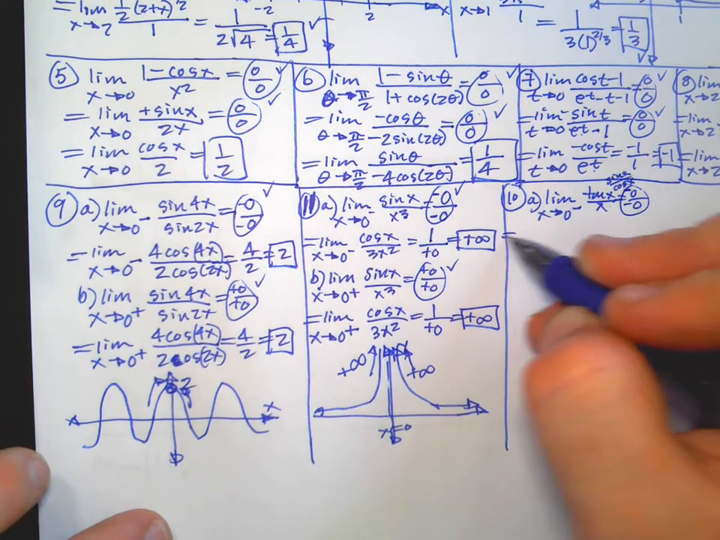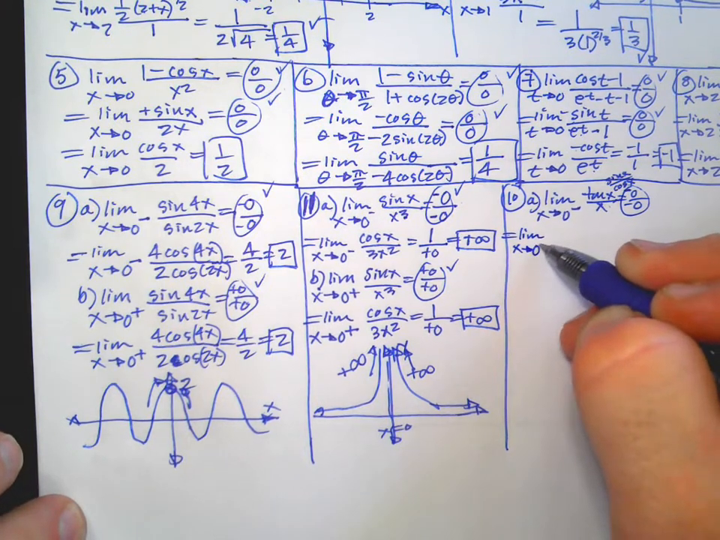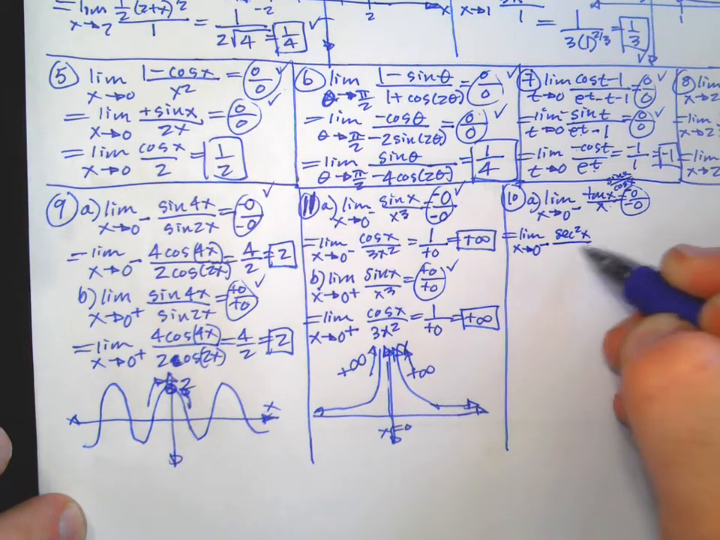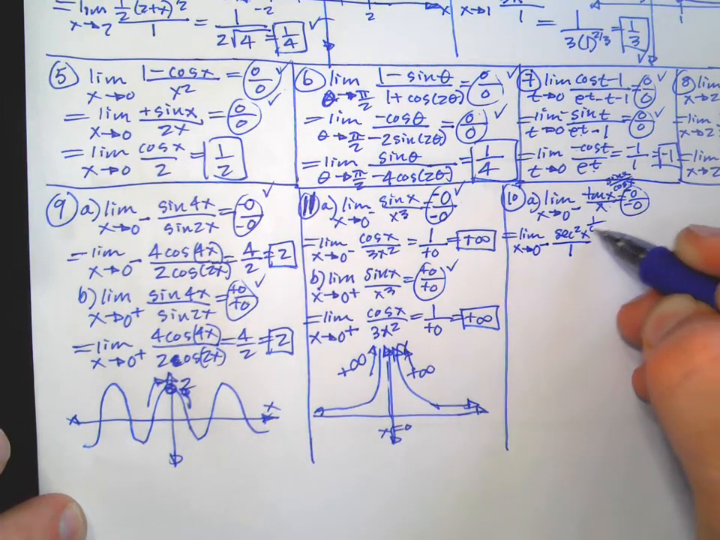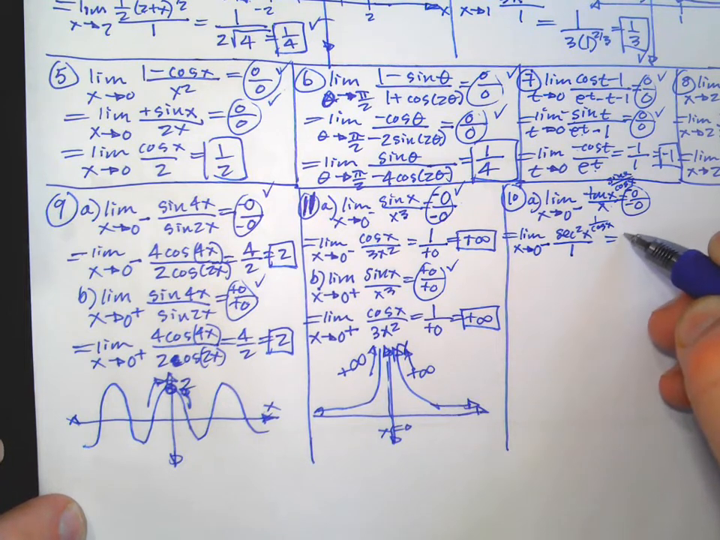So we're going to do L'Hopital's rule, limit as x approaches 0 minus. Derivative of tangent is secant squared over 1. Now secant squared is 1 over cosine squared x. So now we're approaching 0 from the left side. Cosine of 0 is 1. It's going to be 1 over 1 is 1.